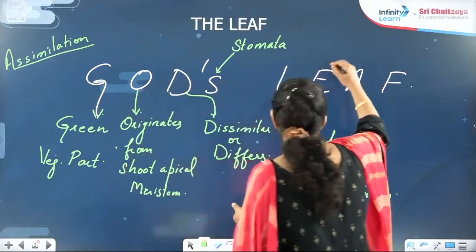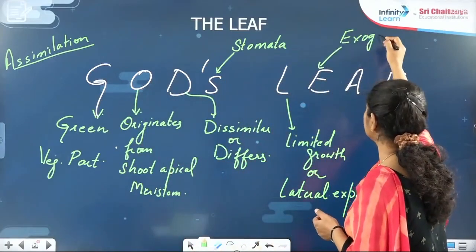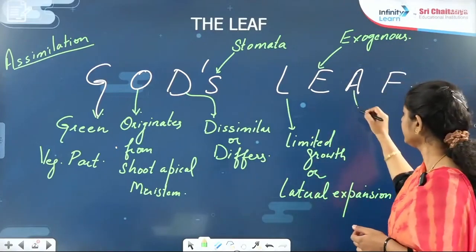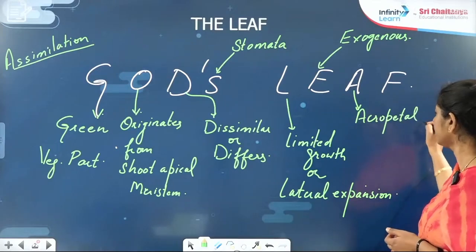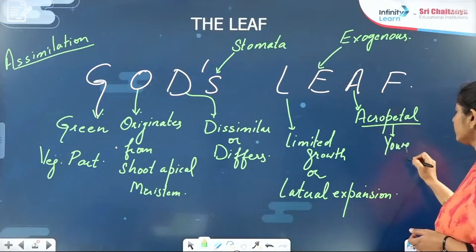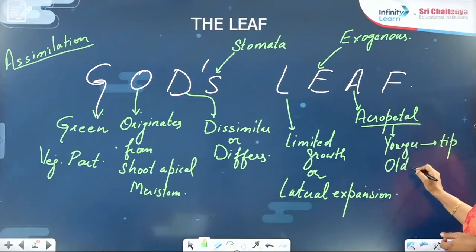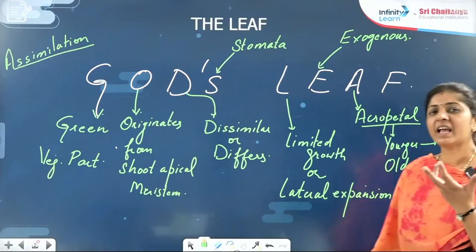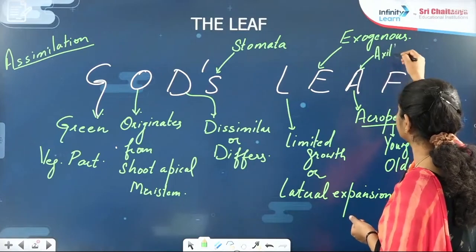Now E stands for exogenous in its origin. And A stands for acropetal arrangement. Acropetal, as I said earlier, means the younger leaves are towards the tip of the stem, whereas the older ones are towards the base. And what is present at the axil of the leaf? It is carrying an axillary bud.